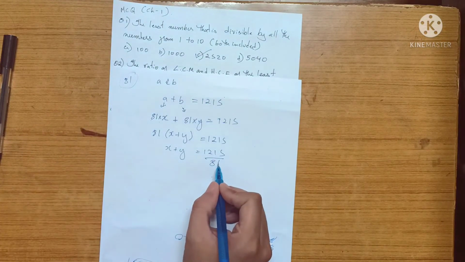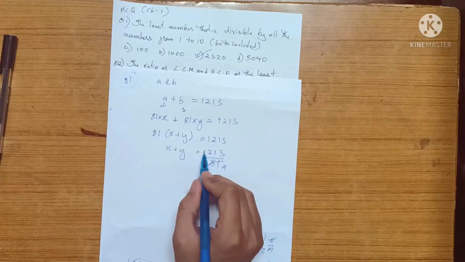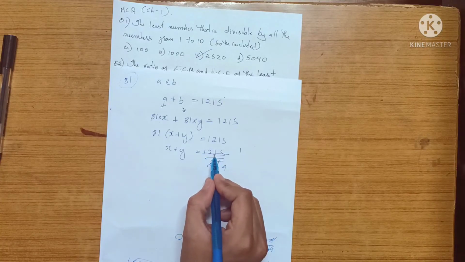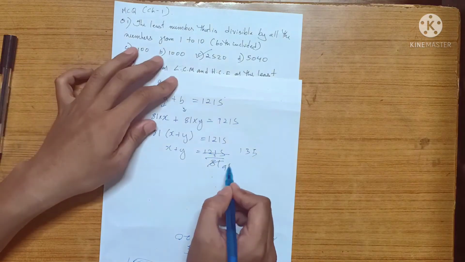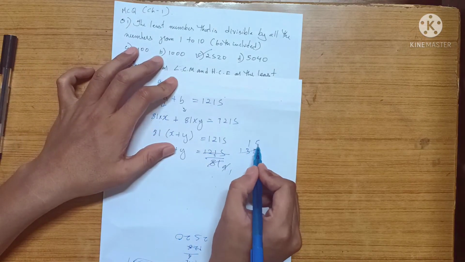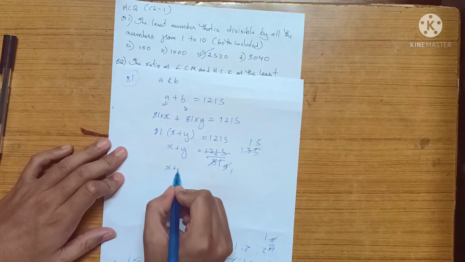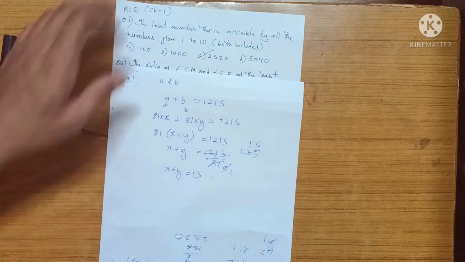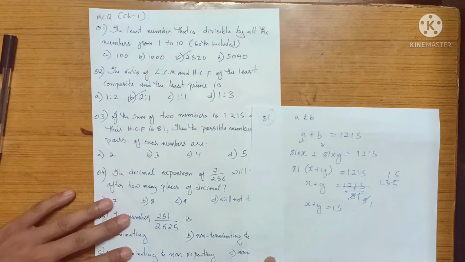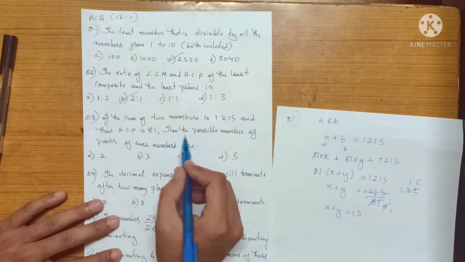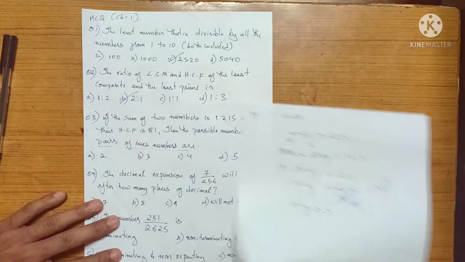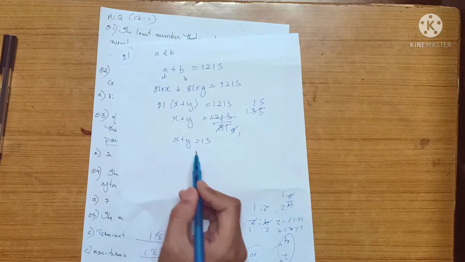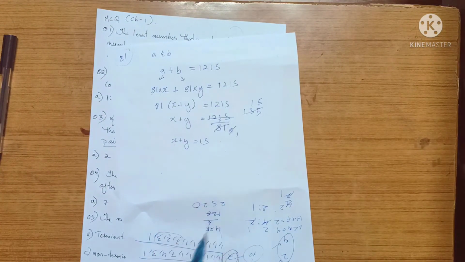Okay, so if you cut this, 9 9s are 81, 9 1s are 9, 9 3s are 27, 9 5s are 45. So we're getting x plus y equal to 15. This much we got. Now they're asking the possible number of pairs of such numbers. So what are the possible values of x and y? How many possible values are there for x and y?